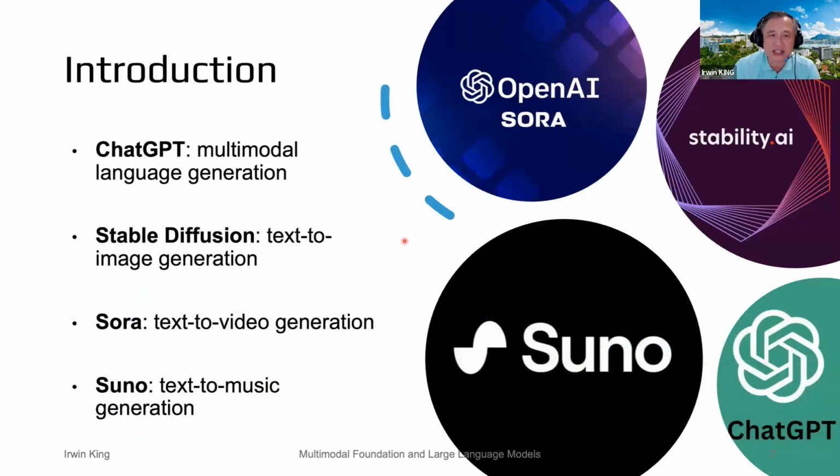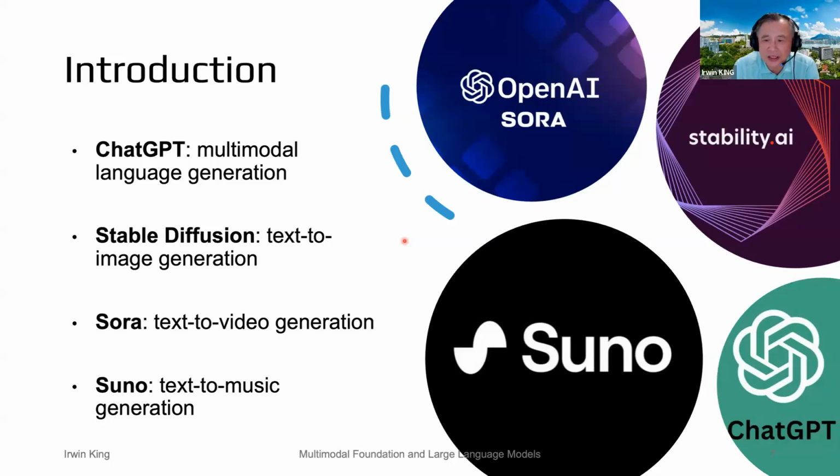Let's go through some of these things. ChatGPT is basically multimodal language generation. You could generate images and text, and you could ask it to understand some of the images that you input to it. Stable Diffusion, for example, is text to image generation. And you have Sora, which is text to video generation, recently very popular.